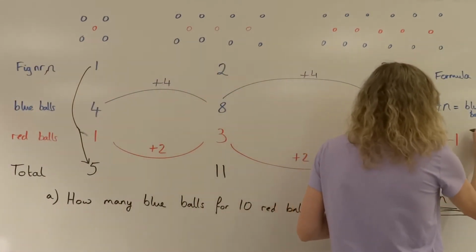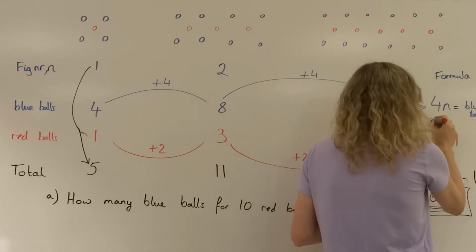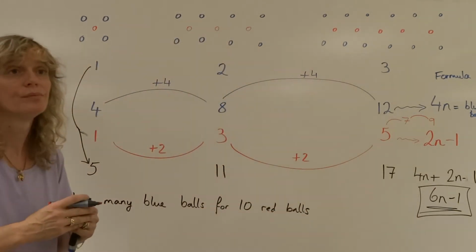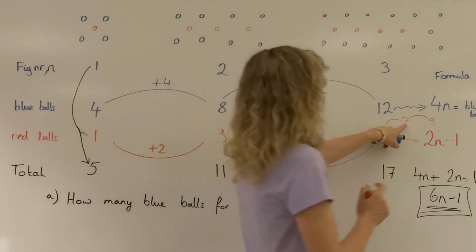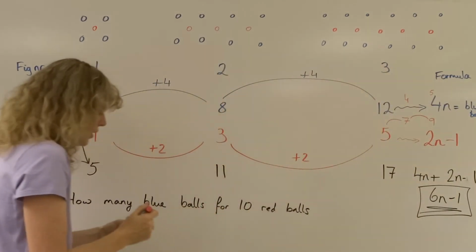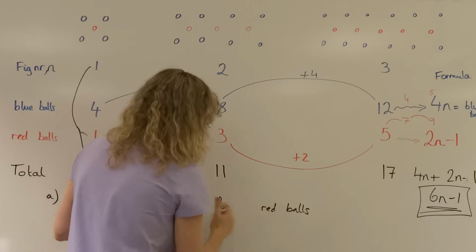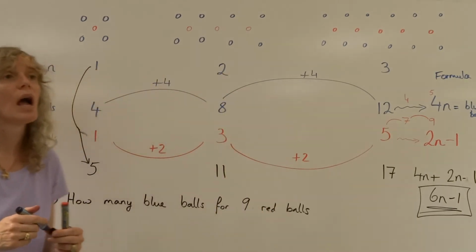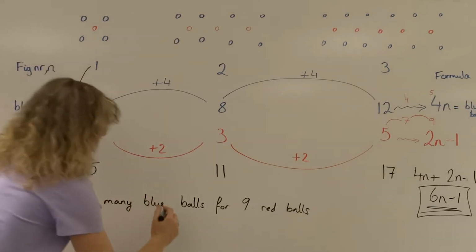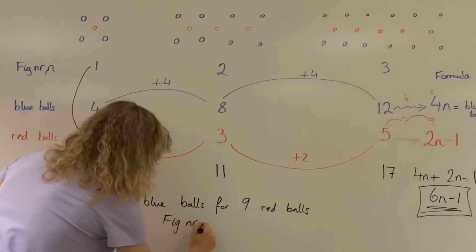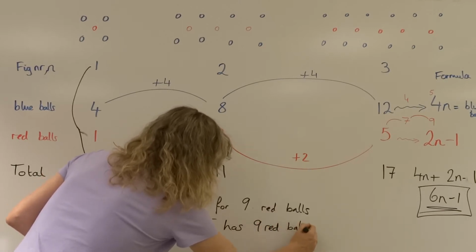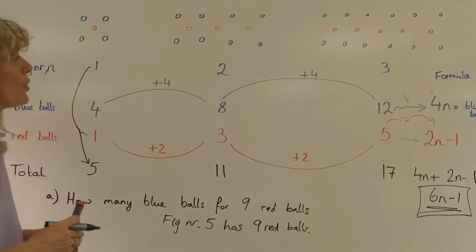We'd have 5, and then next number would be 7, and then our next number would be 9. What figure number would 9 red balls have? Figure number 5. This one would be figure number 4. This one would be figure number 5. So figure number 5 would have 9 red balls. And how many blue balls would figure number 5 have then? So we know that we're at figure number 5.